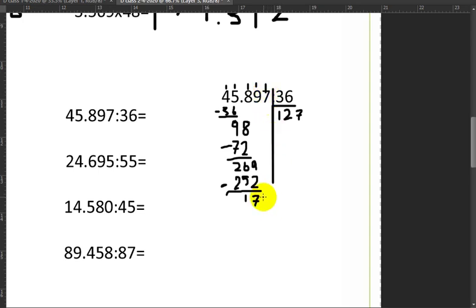I pull down the 7, and I say, how many times does 4 go into 17? That would be 4 times. Now I want to do 4 times 36. 4 times 36 would give me 144. I do the subtraction, and I'm going to get 33. 33 is less than 36. I have nothing else to pull down, so my result is 1,274 with a remainder of 33. Let's write that down. 1,274 with a remainder of 33.